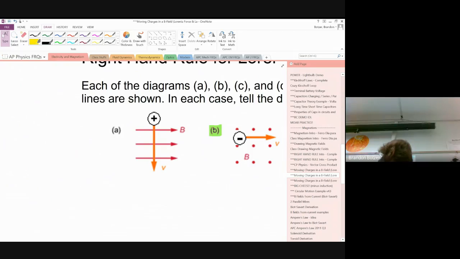What I have here is a positive charge with some downward acting velocity. It is in a B field, which is acting to the right. What I would like to know is, what is the direction of the force acting on this particle?